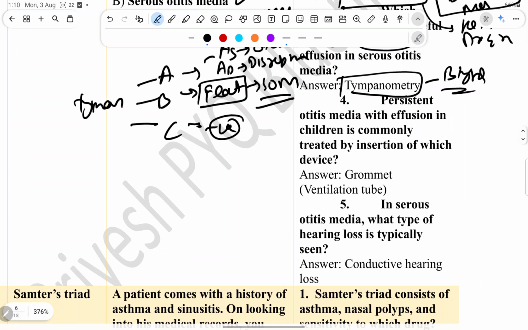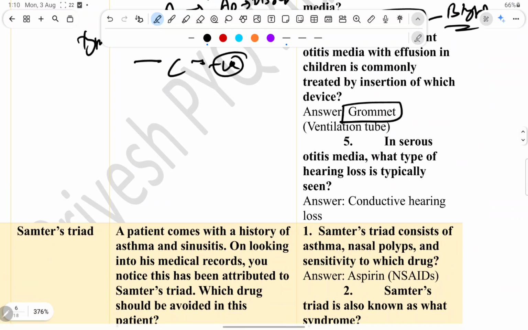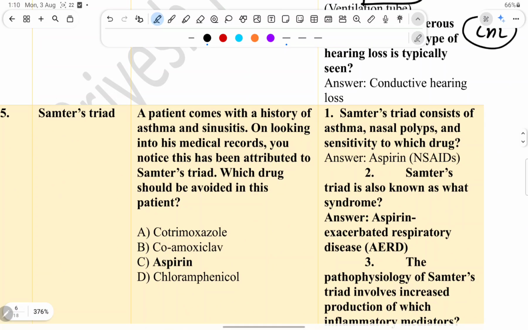Otitis media with effusion in children is commonly treated with insertion of which device? Grommet insertion is done, a ventilation tube. In serous otitis media, which type of hearing loss is present? CHL, conductive hearing loss, which is a middle ear pathology.